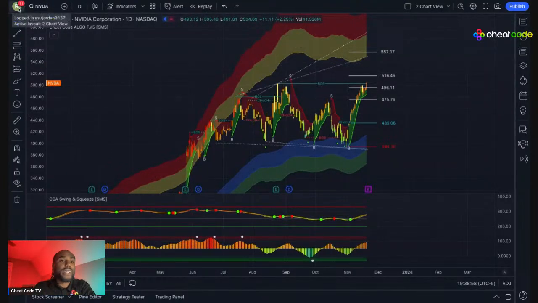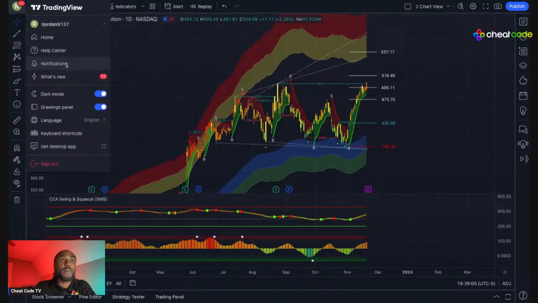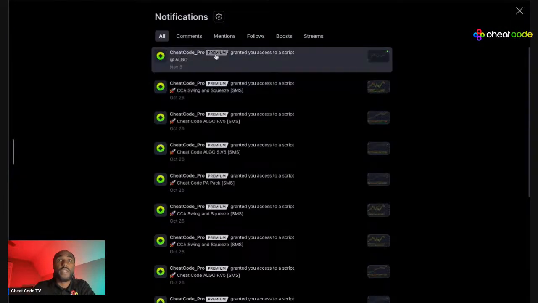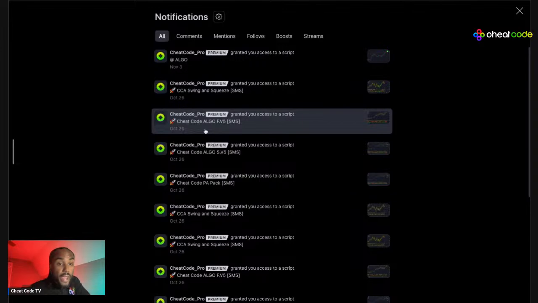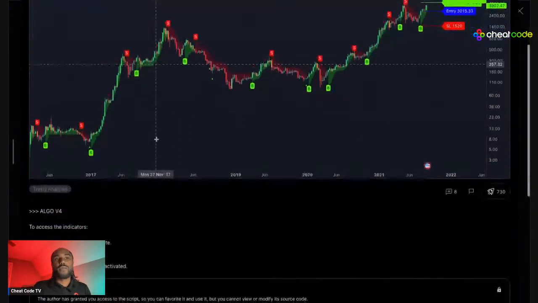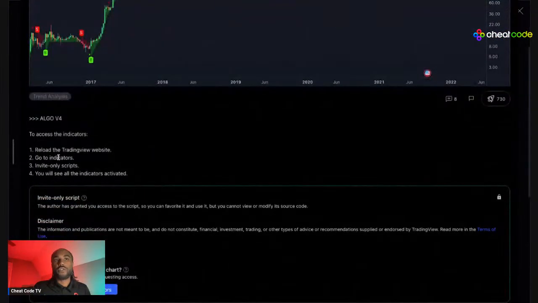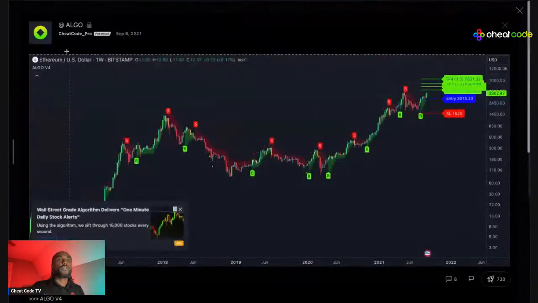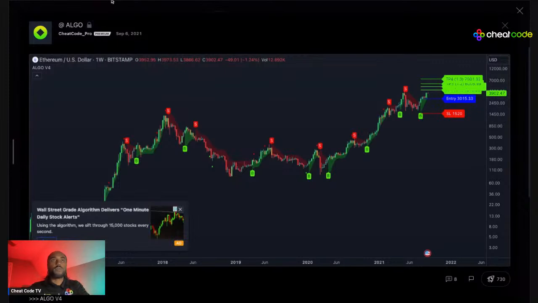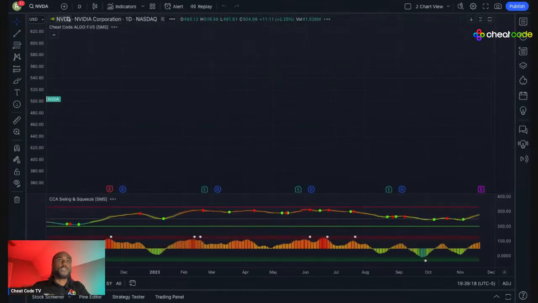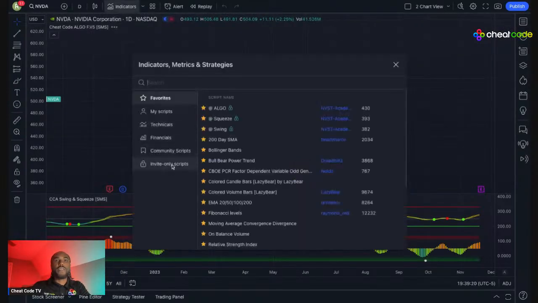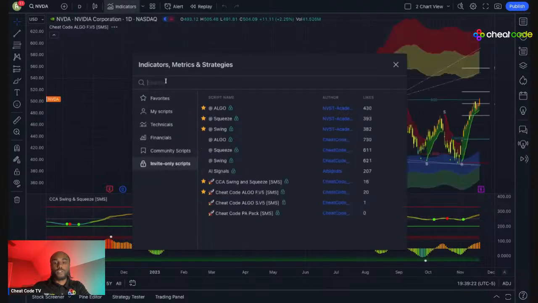Go to TradingView, and at the top left, you're going to see notifications. Go over to notifications, and once we give you access, you'll see it here. Once you click here, you'll be able to see what we gave you access to. We'll give you instructions right here. So once you go over to the charts on TradingView, go to your indicators, and it will be under invite-only scripts, okay?